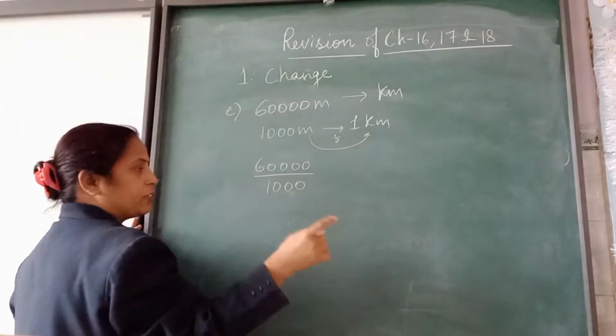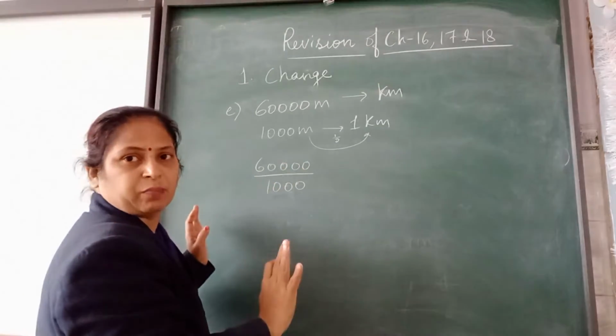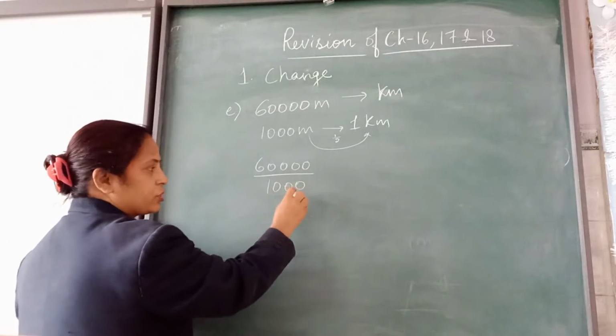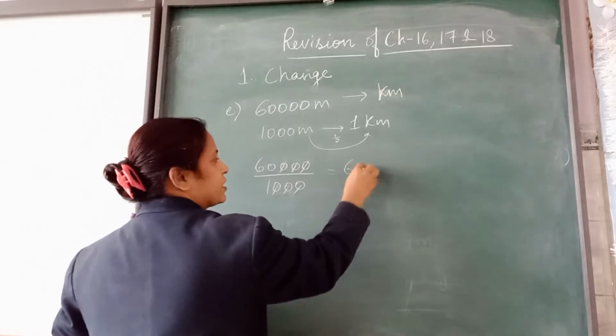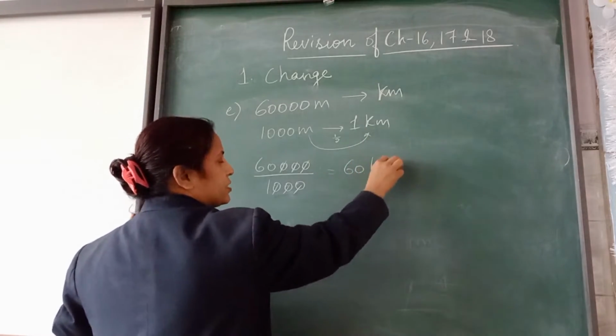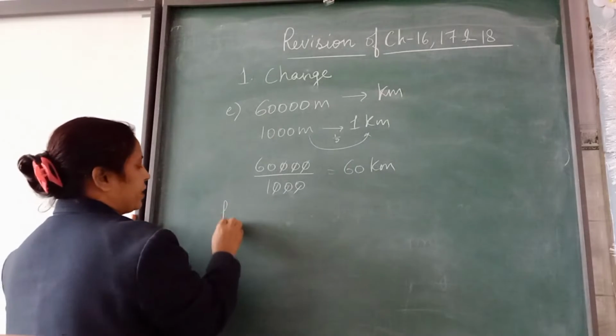Now how many zeros are there in the kilometer conversion? 3. So in the numerator also you will cut the same number of zeros. At the end zeros are there. 1, 2, 3, 1, 2, 3. So what is left? 60. So what is your answer? 60 kilometers. Okay. Then F part.